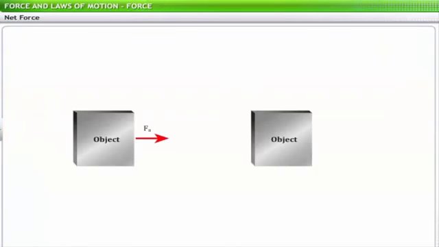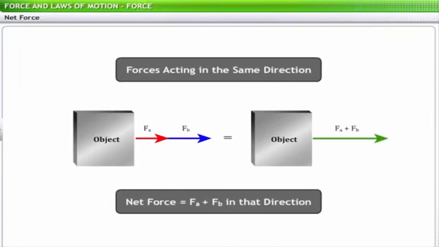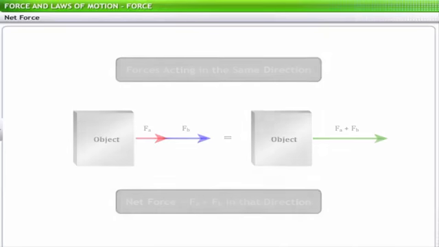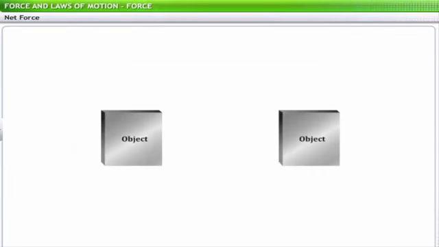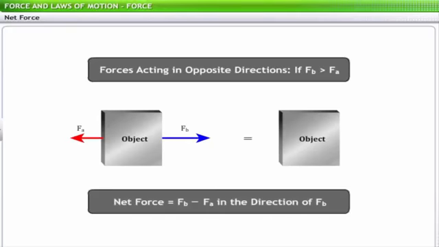If two forces, Fa and Fb, act in the same direction on a body, then the net force, Fa plus Fb, acts in that direction. In the same setup, if Fa acts in the direction opposite to Fb, and Fb is greater than Fa, then the net force becomes Fb minus Fa, and acts in the direction of force with a greater magnitude, that is, Fb.